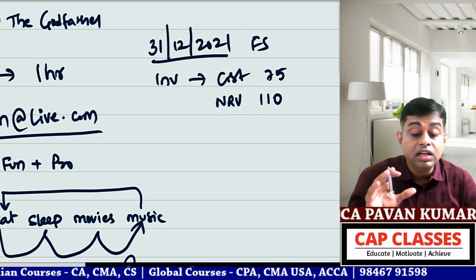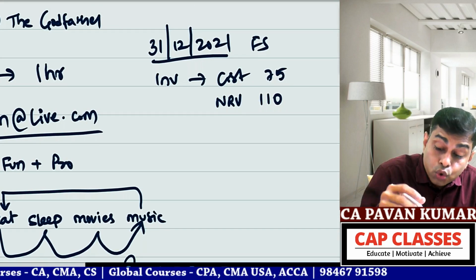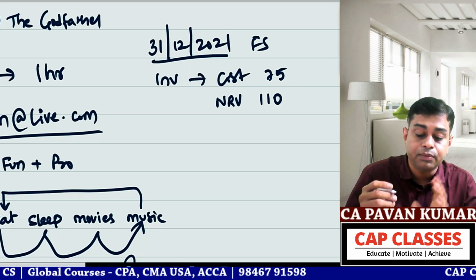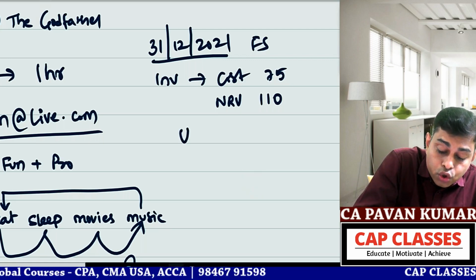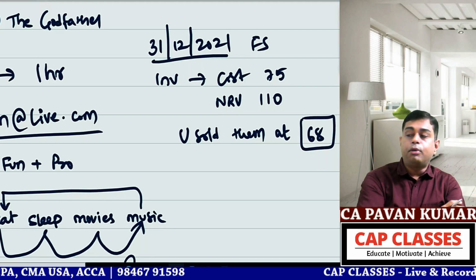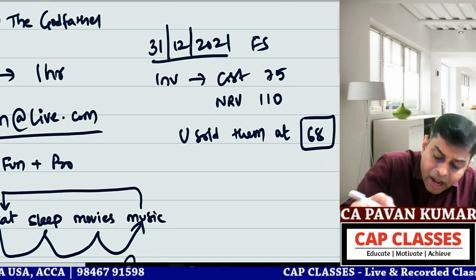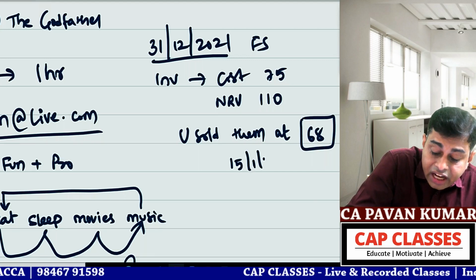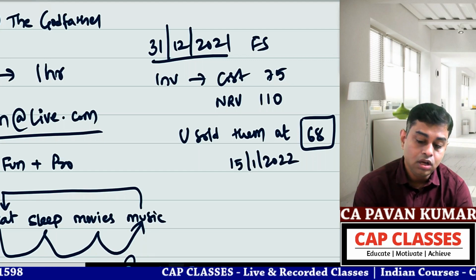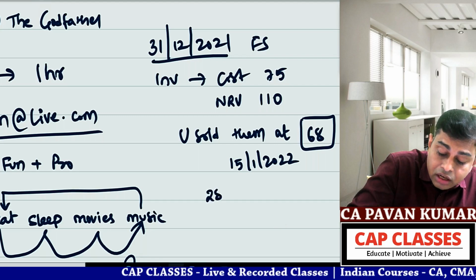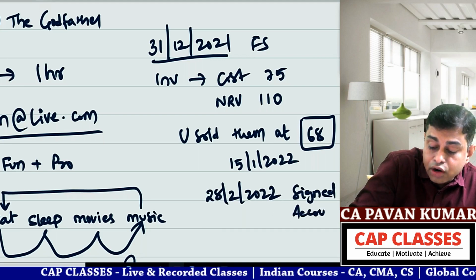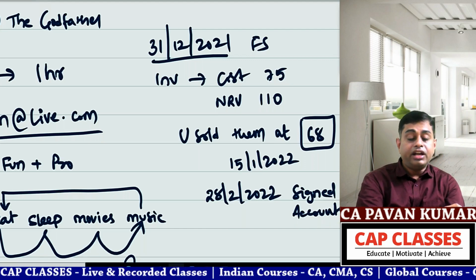However, there is one small change. Due to customer preferences, there is a change in the demand, or technological obsolescence, whatever the reason is, you had to sell them at 68. So you sold them at 68 pounds. Imagine this happened on 15/1/2022. But you signed the financial statements on, say, for example, 28/2/2022. Accounts were approved on 28/2/2022.